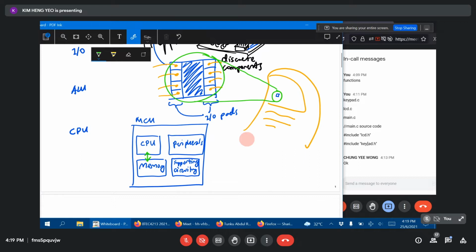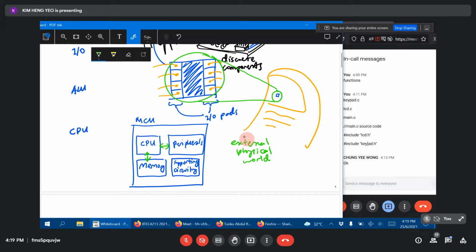Okay. And the microcontroller is not like a computer. Microcontrollers don't exclusively only do data processing. What they do is control. So in order to control, your microcontroller needs to interface with the external physical world through peripherals.